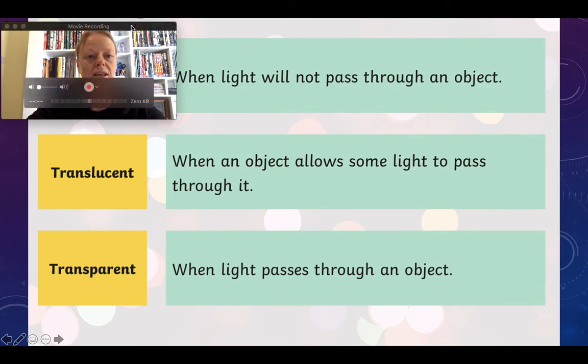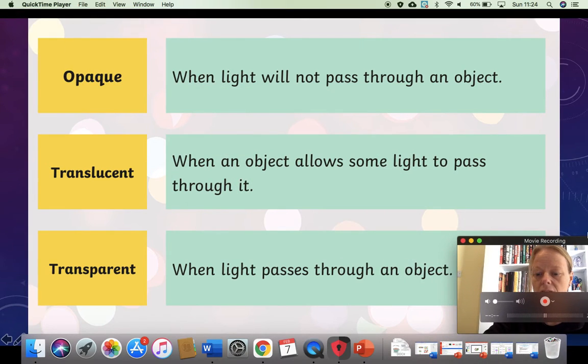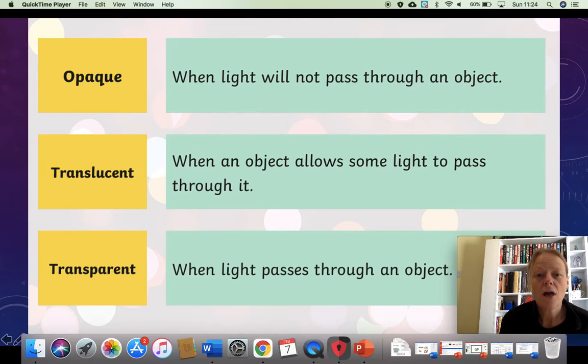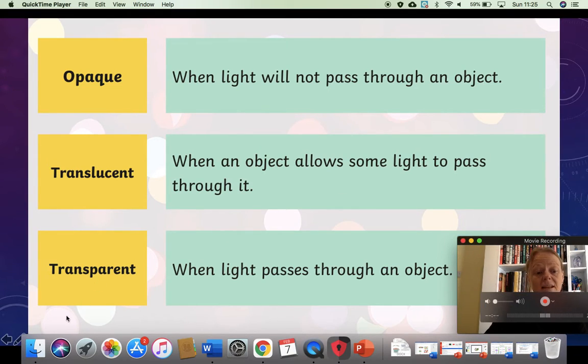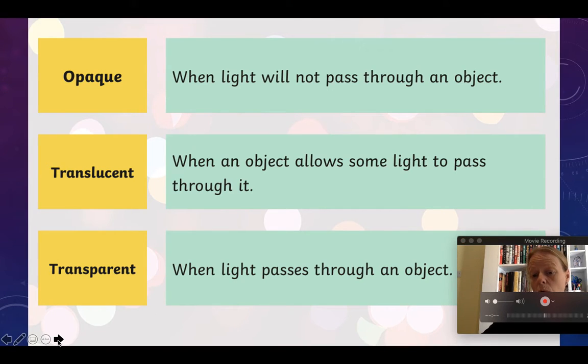If we have a look at these words then, opaque is a word that means that light cannot pass through it. So an opaque object is an object that blocks all light. Translucent means that a little bit of light can pass through, but not all light. So it's an object that allows some light through it, but not all. And transparent lets as much light through it as normal.